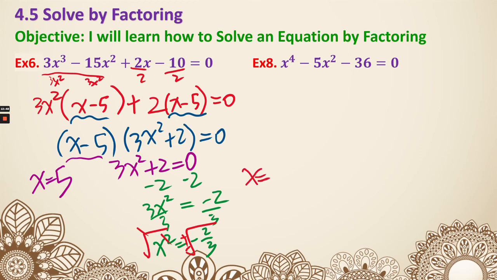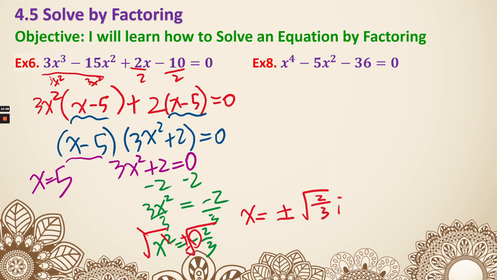So x equals, let's find a place to write that on the bottom. We're going to have x equals plus minus. We already know this little negative sign is going to become i on the end. So we just have square root of 2 over 3.